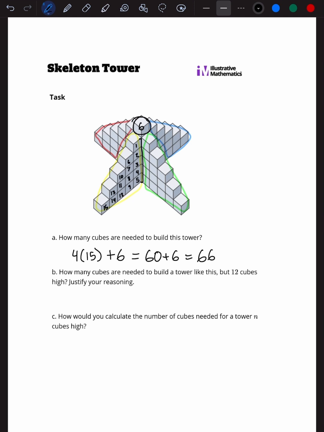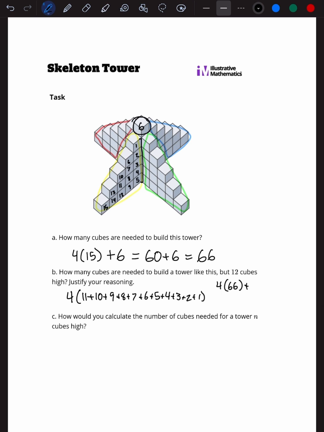So how many cubes are needed to build a tower like this, but 12 cubes high? Justify your reasoning. So if we do the same thing as the last one and we just add them all in a descending order and then do times 15 plus that middle column, we know that we'll have 4 times 11 plus 10 plus 9 plus 8 all the way down until we get back to 1. Which, when we add all those numbers up, that's just going to be 4 times 66.